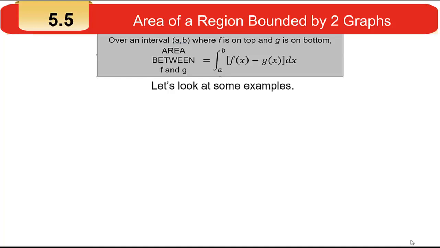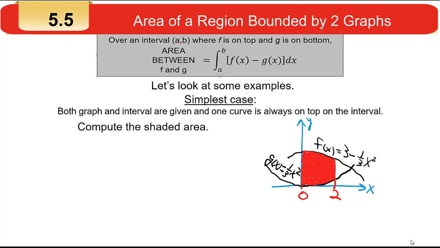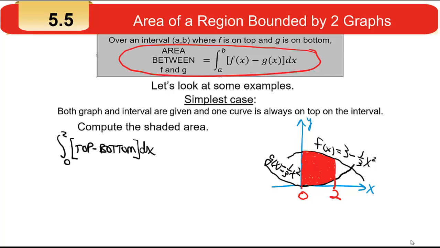Let's look at some examples. The simplest case I can think of, both the graph and the interval are given to you, and one curve is always on top in that interval. Simplest case I can think of. In this case, f is the top curve and g is the lower curve. So we're going to integrate from 0 to 2. Those are the limits that we're interested in. And it's always top minus bottom. f is the top one. g is the bottom one.